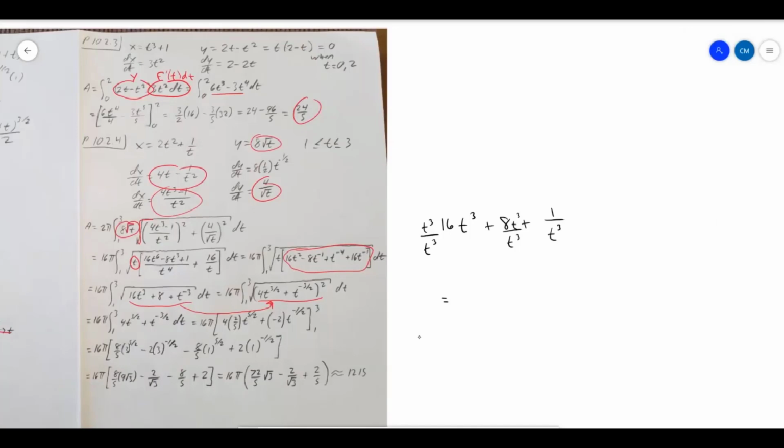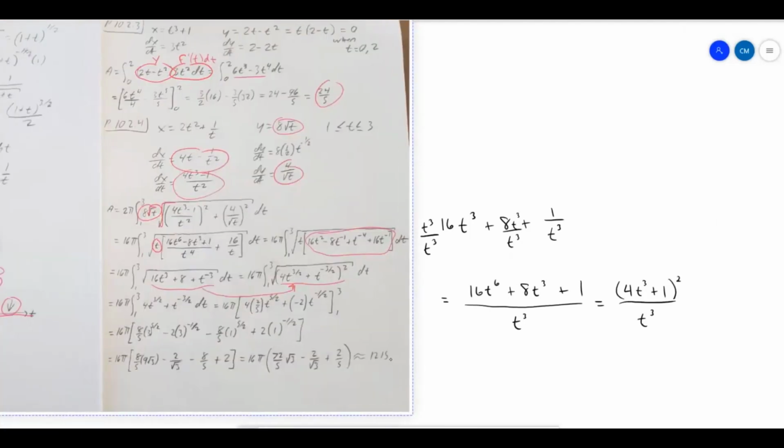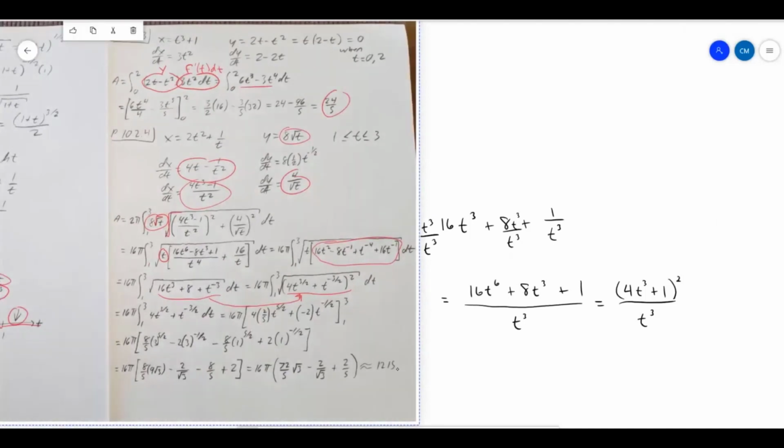You're going to get 16t to the sixth plus 8t to the third plus 1, and all this will then be over that LCD of t to the third. And that might be a little bit easier to see that that numerator is indeed a perfect square trinomial, and it factors to be 4t to the third plus 1 quantity squared. Okay, so I don't know if that helps that much or not, but there you go. That's another way to look at it.